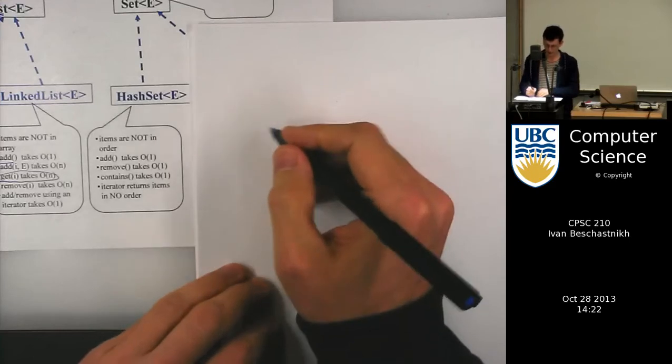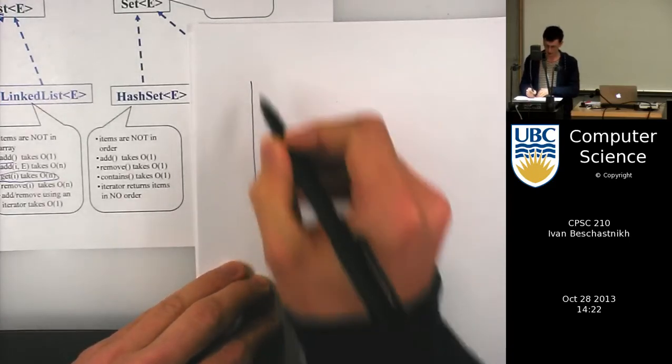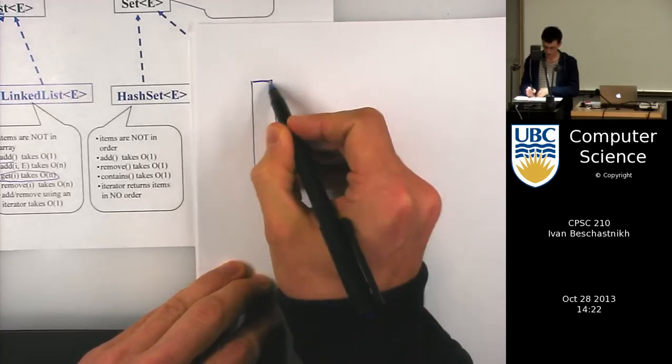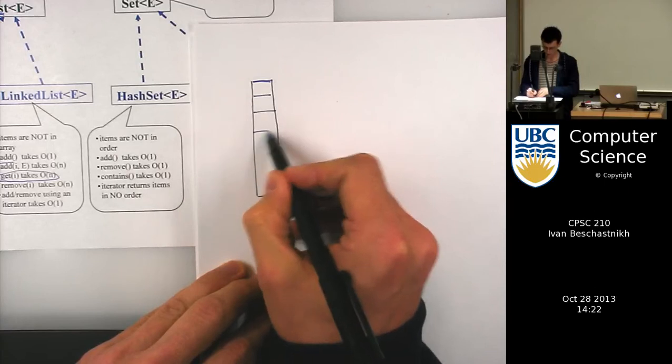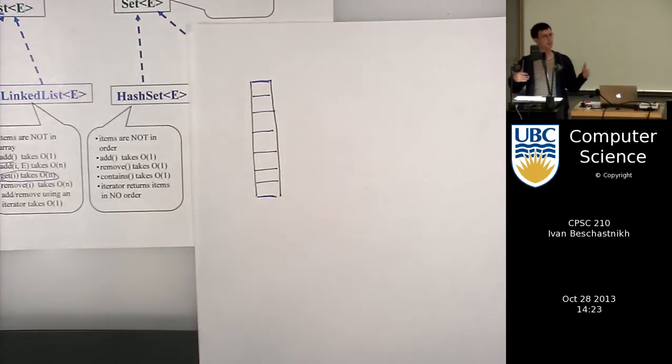So a hash set, you can think of it as also like an array. I'm going to draw it vertically here. The underlying representation is that it also has a finite number of cells, and they're all pre-allocated. But the way I'm actually going to assign a position to an element that I store in the set is going to be based on a hash function.